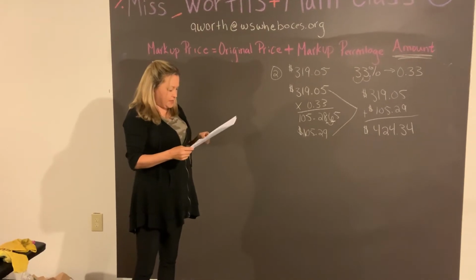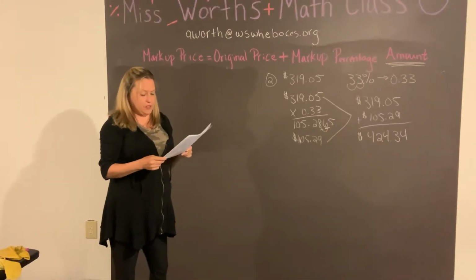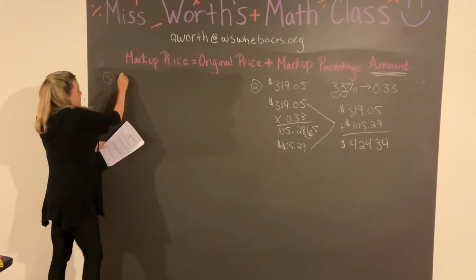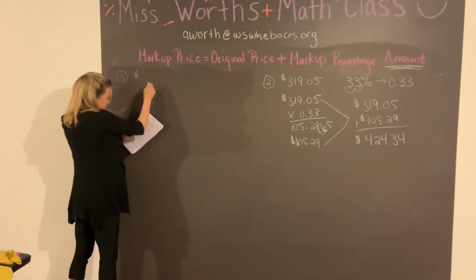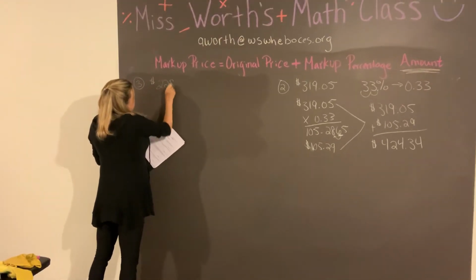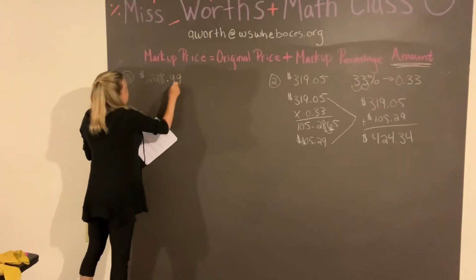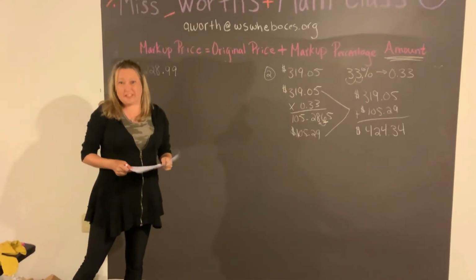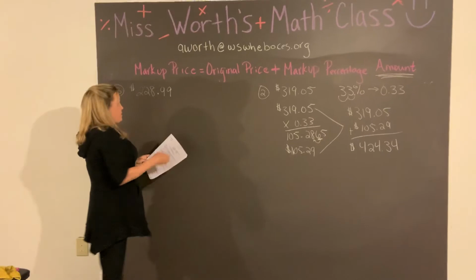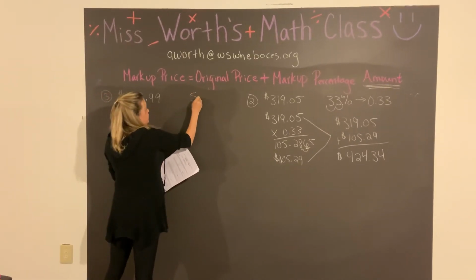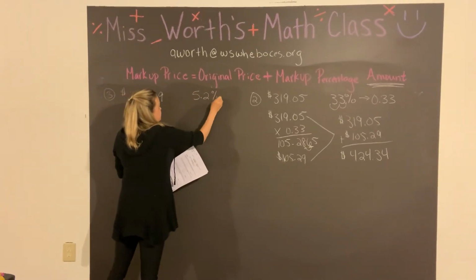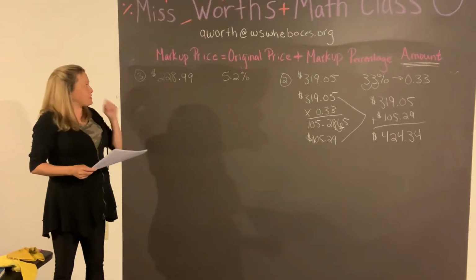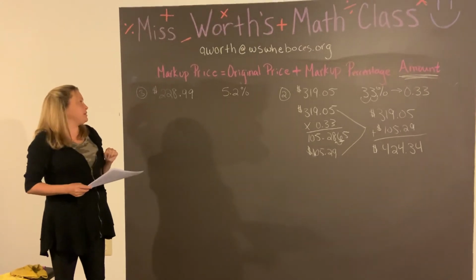Number 3 says Ace True Value purchased a swing for $228.99. So $228.99. Okay? And they marked their products up by, they're really nice actually, I guess. They only marked their products up by 5.2%. Okay? So we want to know how much is the customer going to end up paying.